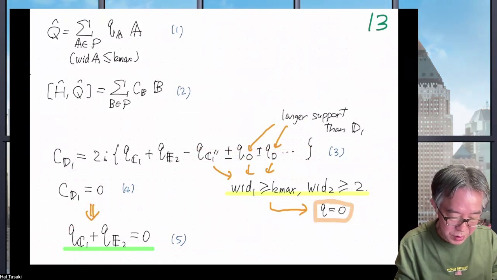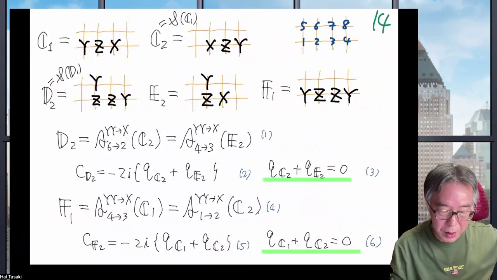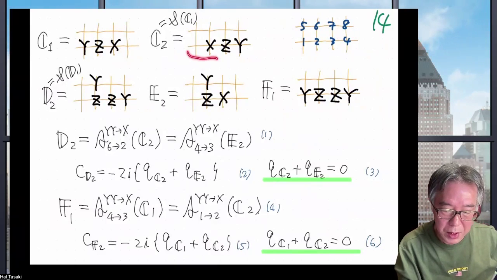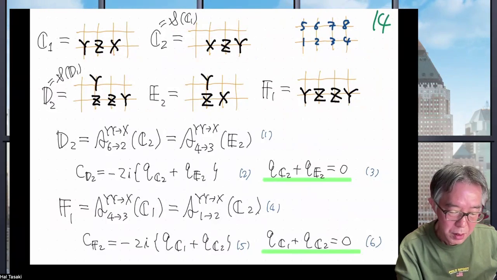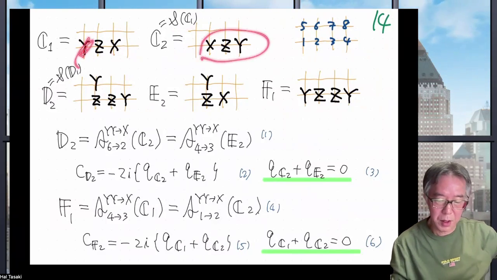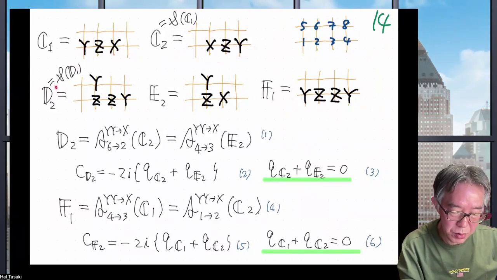Of course, this is not yet sufficient to conclude that QC1 is 0, so you consider further products. This is something that I call C2, but this is just a shift, a Shiraishi shift, of this thing. You append Y here, and you eliminate this, and you get this. So this is again in the standard form, and this is D2.